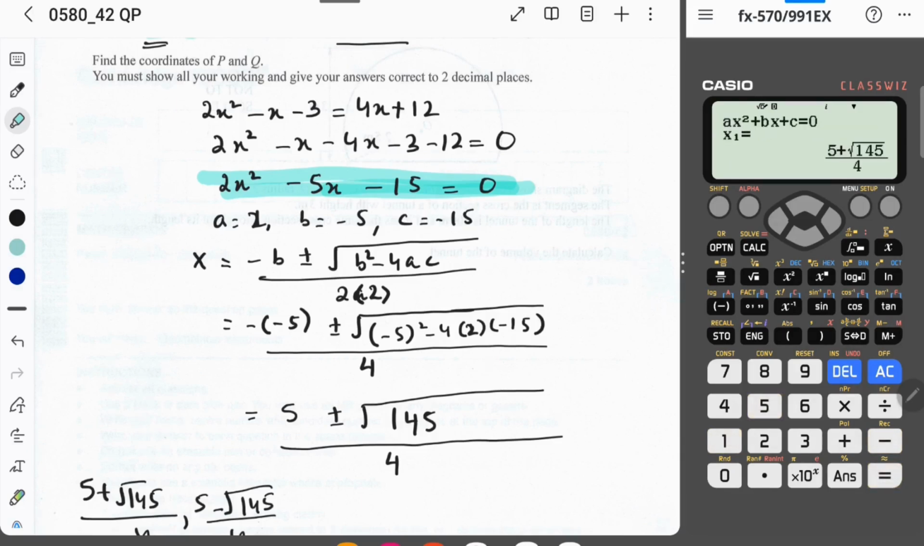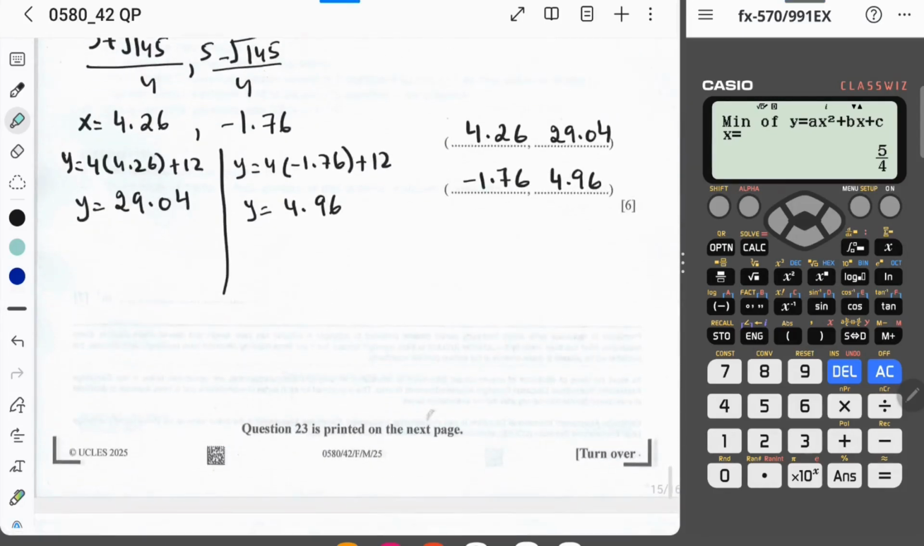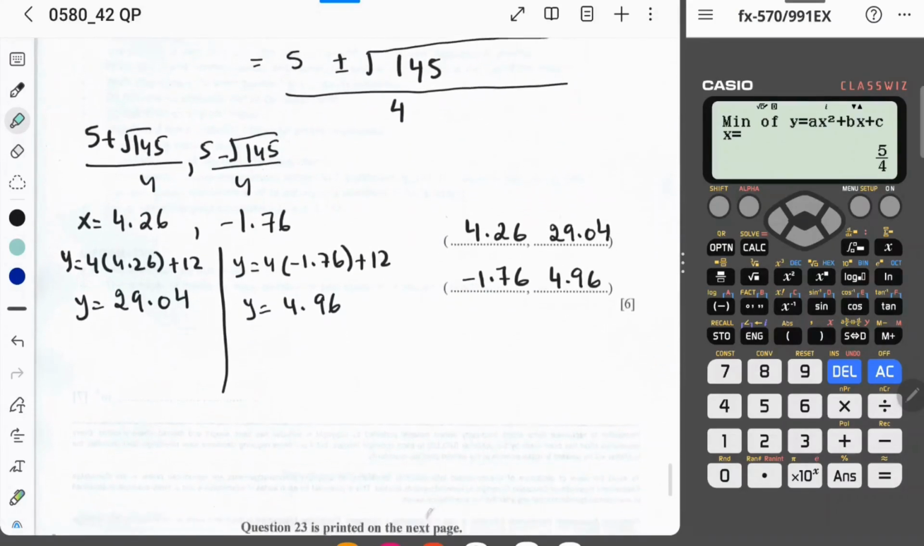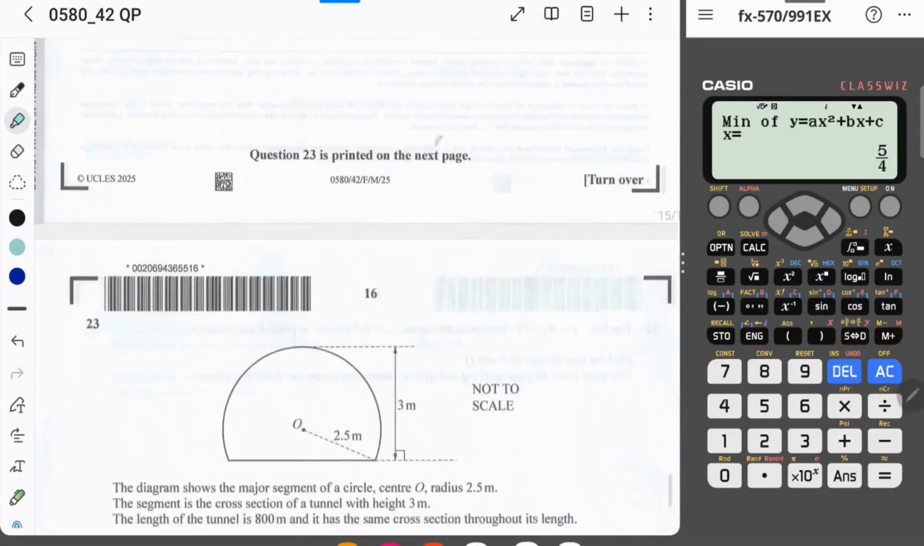Then press again, and that gives 5 plus root 145 over 4 and 5 minus root 145 over 4. Put this button, this will give you the value in decimals, and whenever you put equals again, you get the other value for x. So this will give you the minimum maximum value. Also with the help of the calculator you can easily find out and verify your answers. So you verified that your quadratic equation answer is correct, and then easily you can find out y by putting the x value in the linear equation.